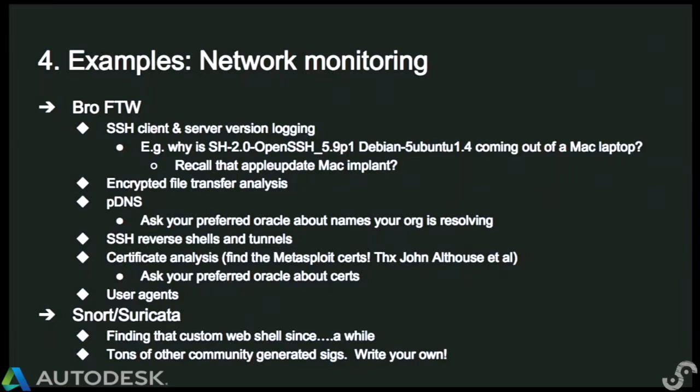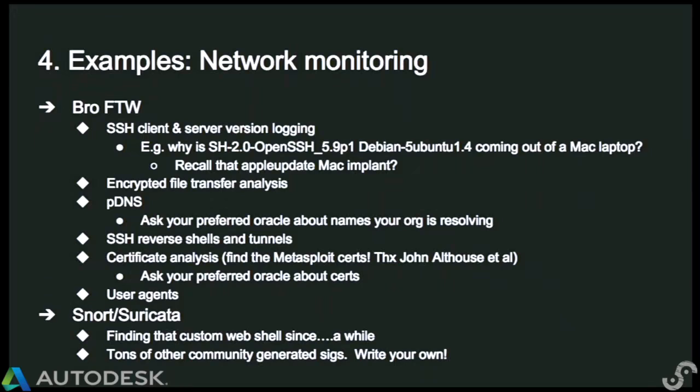For example, if you enable the Bro SSH parser, you can get SSH client and server version logging. You can put this data somewhere and then action on it. For example, you see a Debian SSH string up there, and it's coming out of a Mac laptop. That's pretty weird. You might want to go look at that. That maps directly back to that Apple update Mac implant I discussed a few slides ago. Super high signal if you start looking for it.